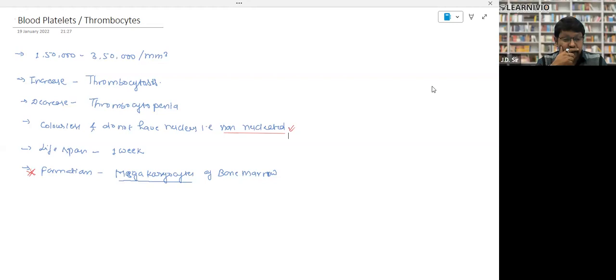The increase in number of platelets is called thrombocytosis. It is written over here. The decrease in platelets is called thrombocytopenia.